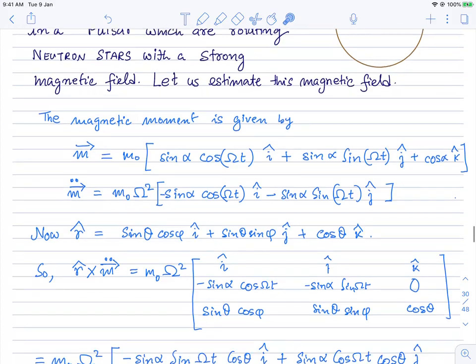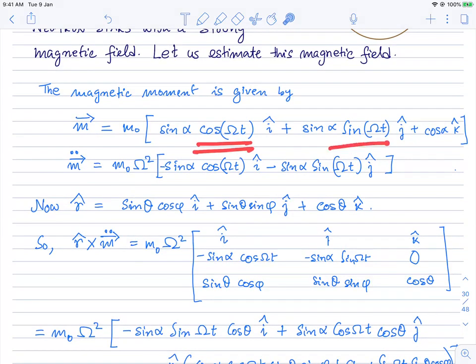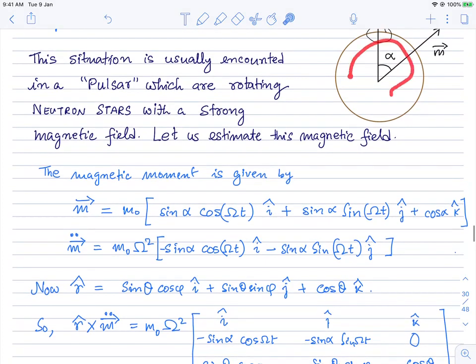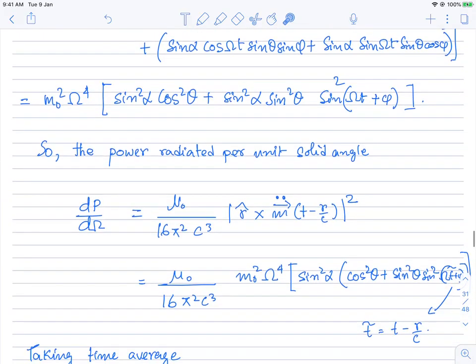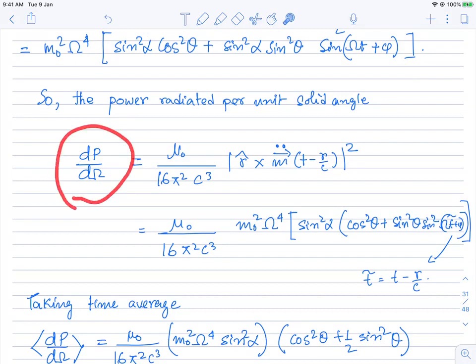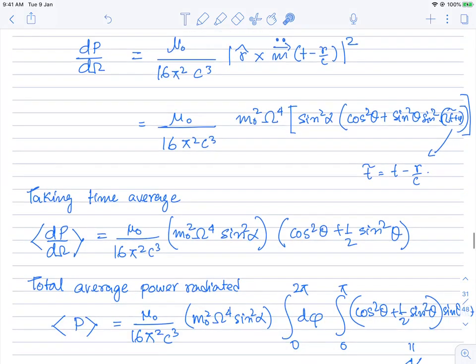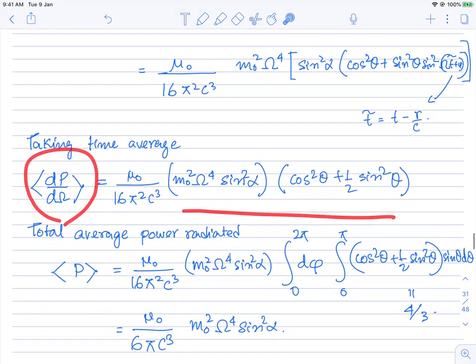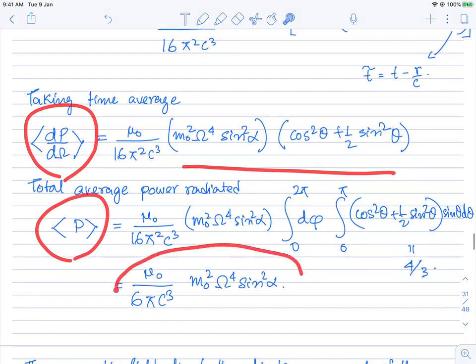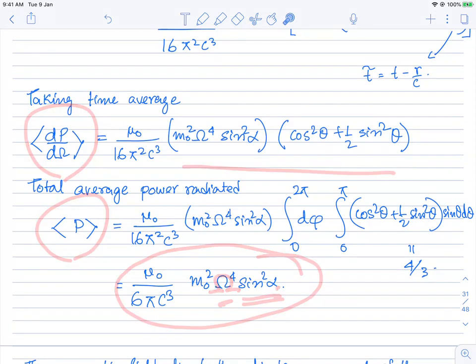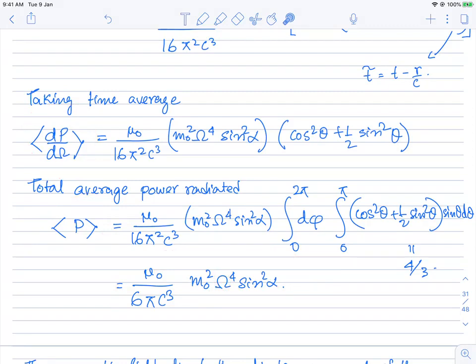So therefore, as you can see, it is rotating along the xy direction, and the z direction is the direction which is fixed. So the z direction therefore doesn't enter the second derivative. Very good. So now we can find an expression for the time average power per unit solid angle, and then integrate this to obtain an expression for the total power radiated in terms of this angle and the angular velocity of rotation for this pulsar. Let's keep the pulsar in mind.